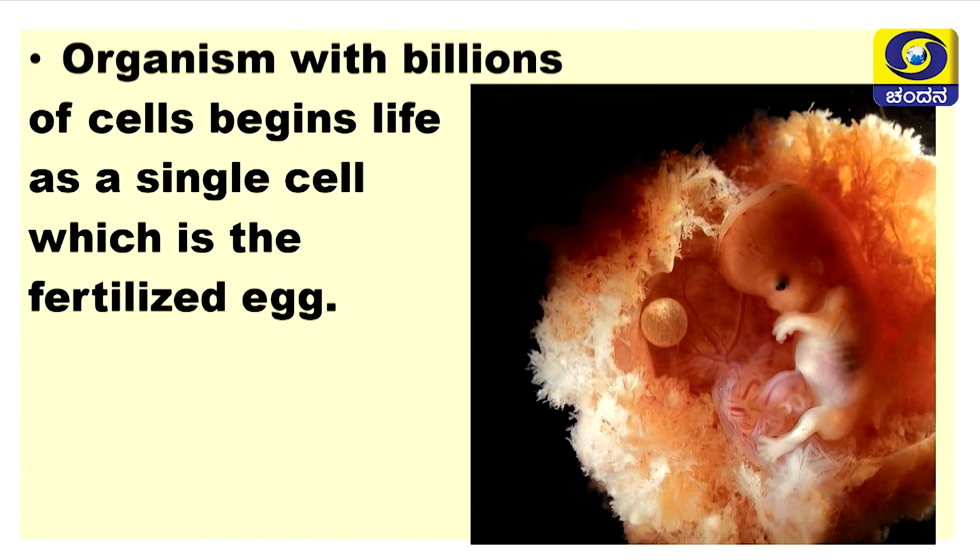Those billions of cells begin their life as a single cell. That single cell is known as the fertilized egg. That fertilized egg is a diploid cell. Look here, in multicellular organisms the body is made up of billions of cells, and all of these billions of cells begin with a single cell, the fertilized diploid cell, which is known as the egg or an embryo.